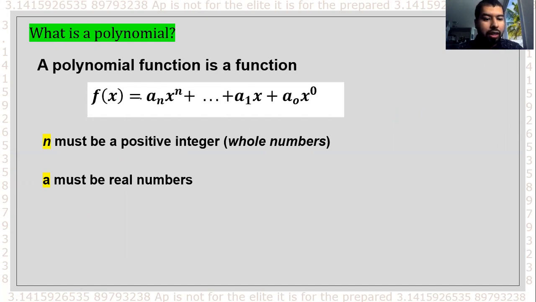Polynomial functions are in this form. It has exponents right here, exponents that are positive integers, meaning positive whole numbers like 1, 2, 3, and so forth. So these are not square roots, and these are not rational functions. And a must be a real number, so a positive or negative number. For example, x squared, x cubed, stuff like that are polynomials.